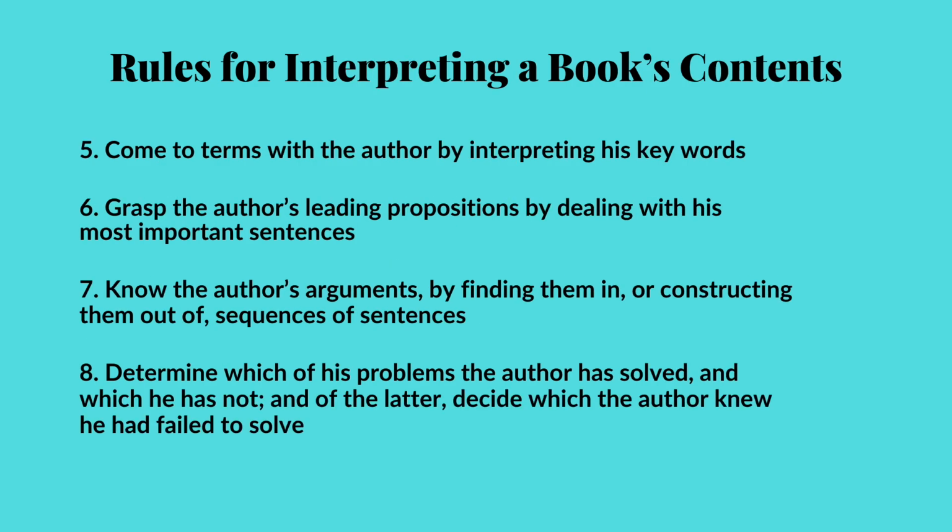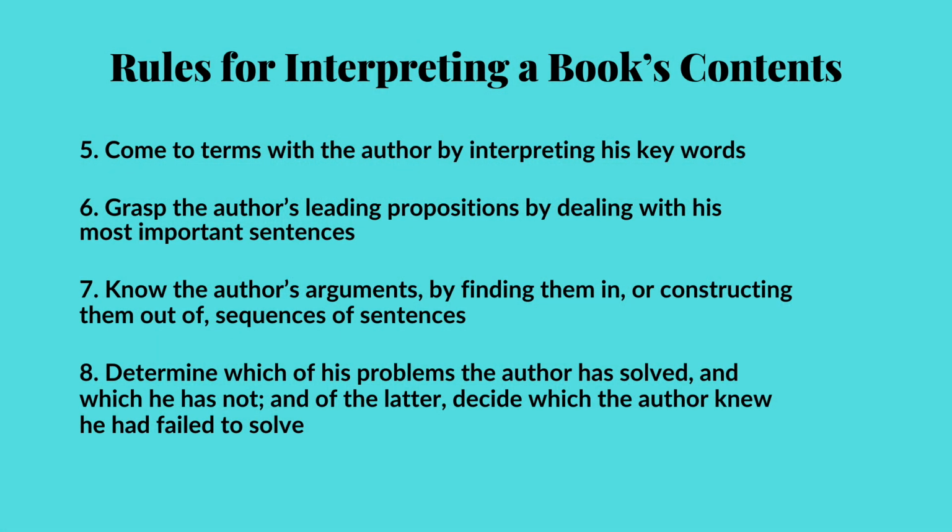Stage 2, the second stage of analytical reading, are rules for interpreting a book's contents, and there are 4 of those as well, but they continue with their numbers. Number 5, come to terms with the author by interpreting his key words. Number 6, grasp the author's leading propositions by dealing with his most important sentences. Number 7, know the author's arguments by finding them in or constructing them out of sequences of sentences. And number 8, determine which of his problems the author has solved and which he has not, and of the latter, decide which the author knew he had failed to solve.